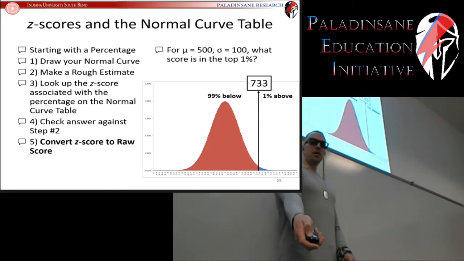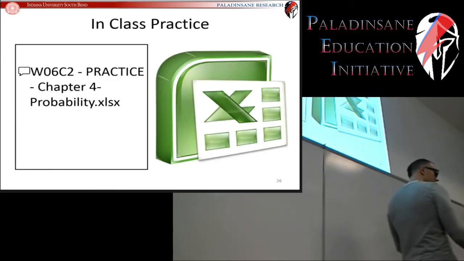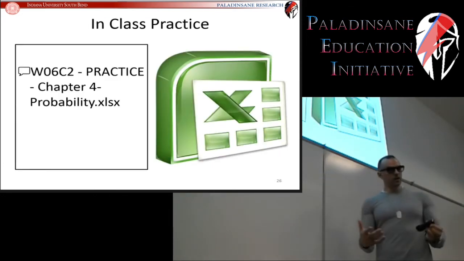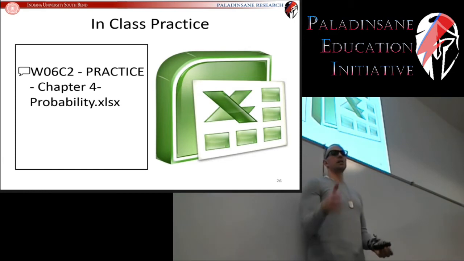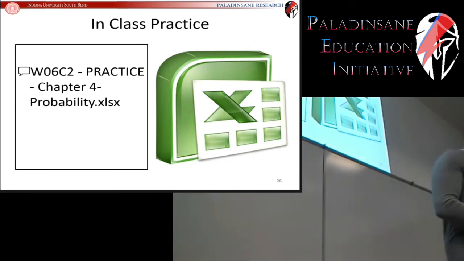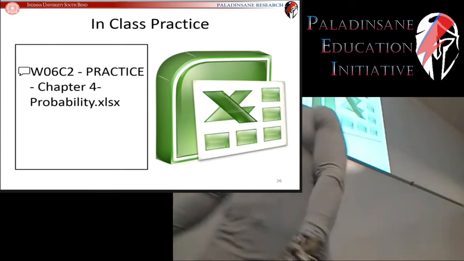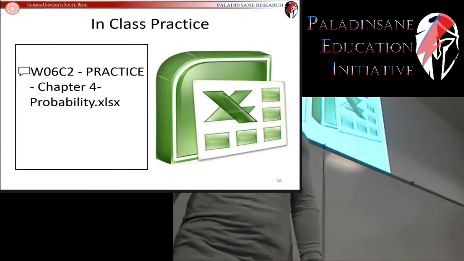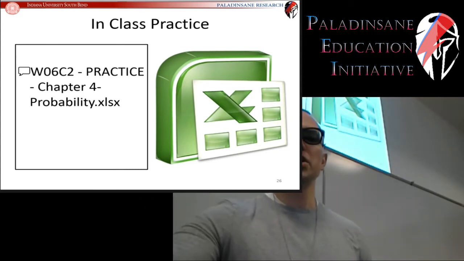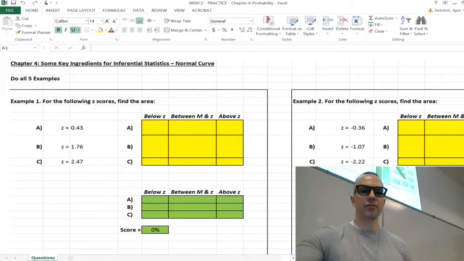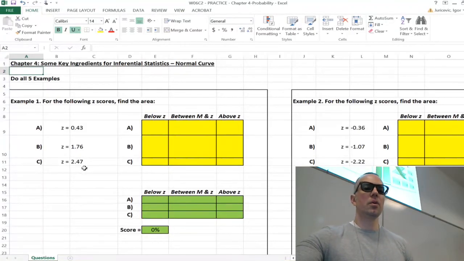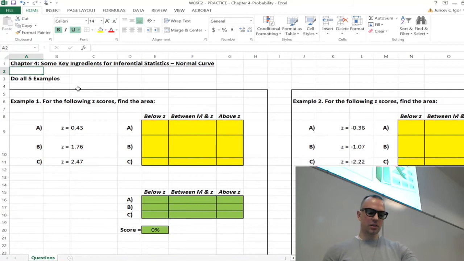So what we're going to do now, I know you've already had a little bit of practice on this with your homework, is a little bit more right now in class. We have an Excel sheet that I prepared for week 6, class 2 practice. That is chapter 4. The one that you're looking for is this one right here. Let's do about 15 minutes on this.